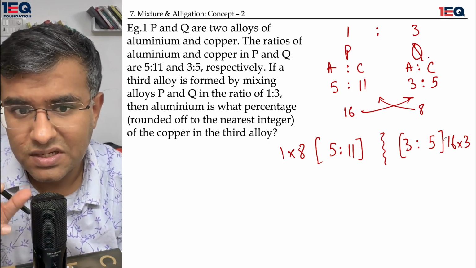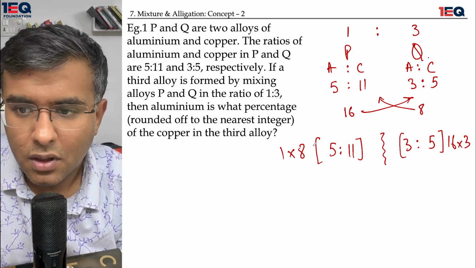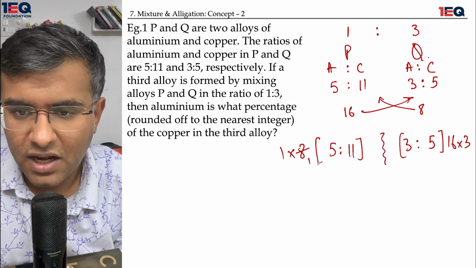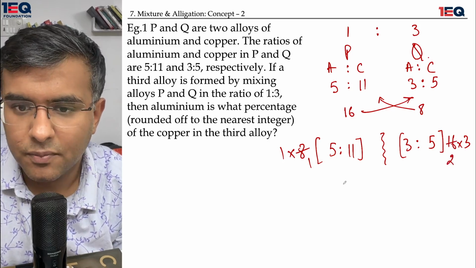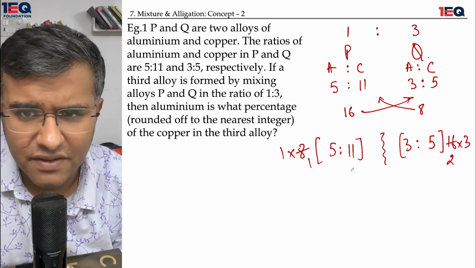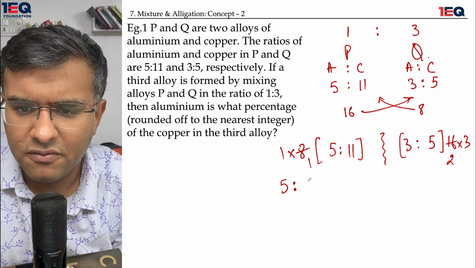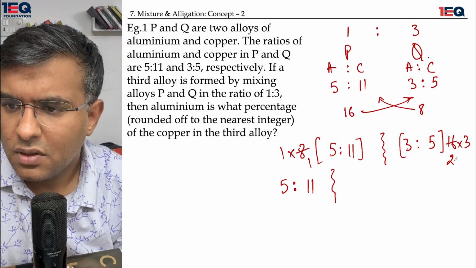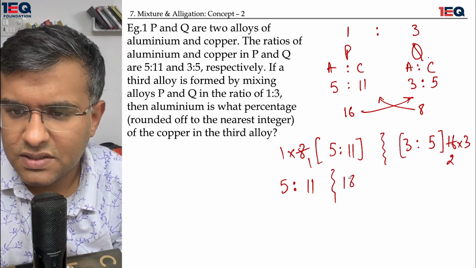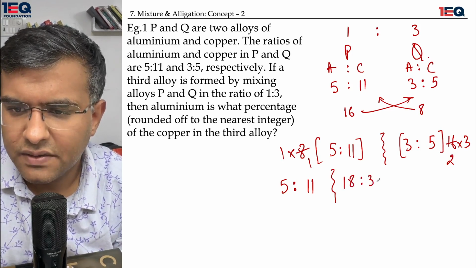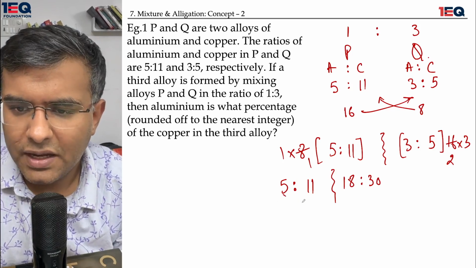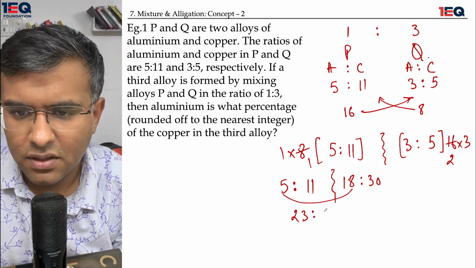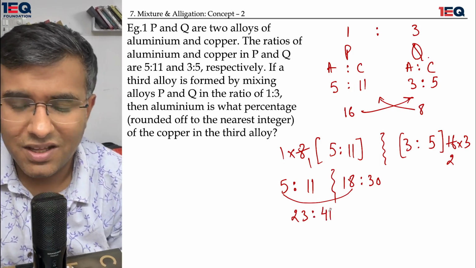So now, just to save a little more time, this 8 can be cancelled out with 16. 8 ones are 8, 8 twos are 16. Now, when 1 is multiplied by 5 is to 11, the output is going to be again 5 is to 11. In the other portion, 6 would be multiplied here. So 6 threes are 18 and 6 fives are 30. So 18 plus 5 makes it 23 and 30 plus 11 makes it 41.